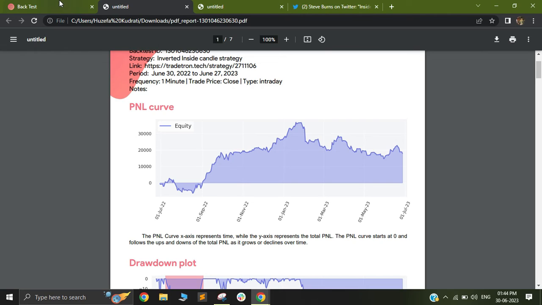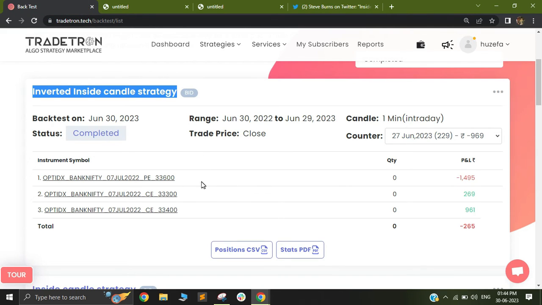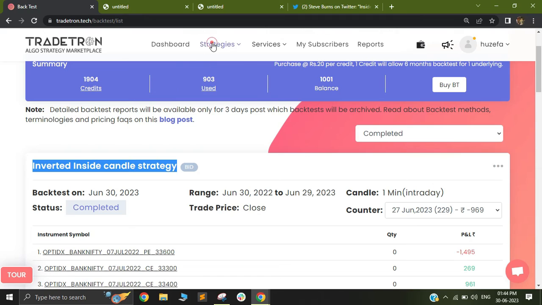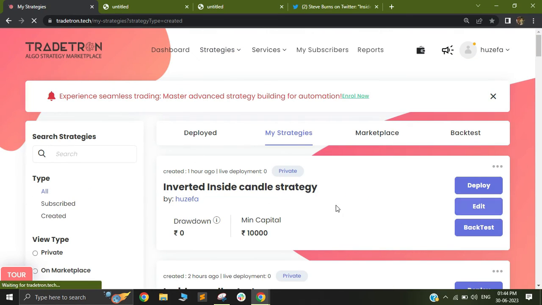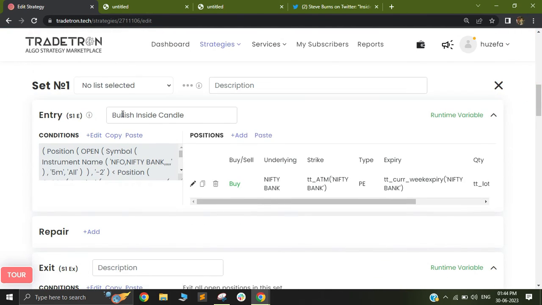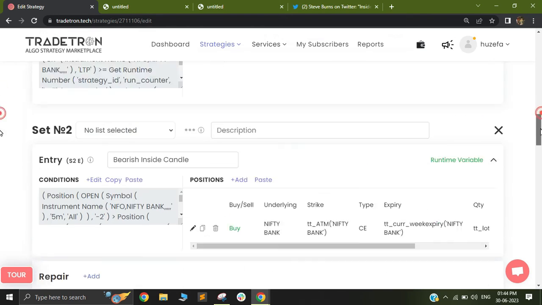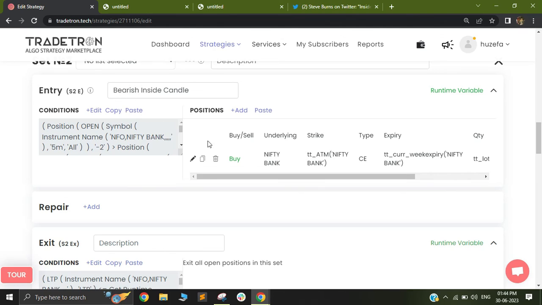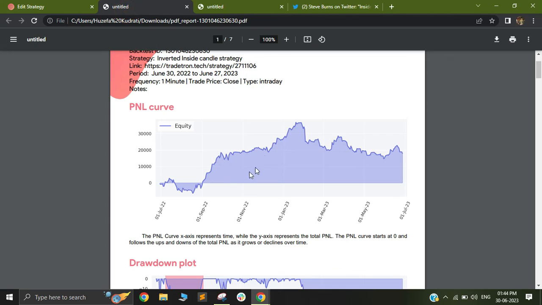So the learning from this entire video is: don't look at a strategy from the perspective of the backtest report being bad. What you can instead do is, when you are using one strategy and something is not working, try tweaking it. In this inverted inside candle strategy, all I did was change the position. On my bullish side, I took a bearish position, which is a put, and on my bearish side, I took a bullish position, which is a call. By simply inverting the positions, I got a fairly decent return as compared to a backtest like this.